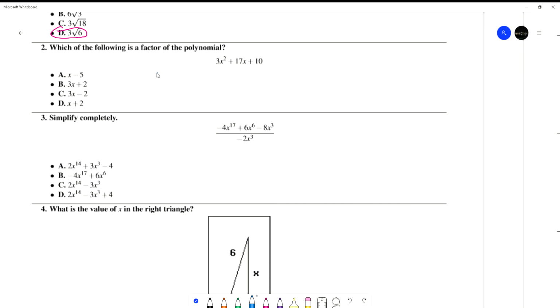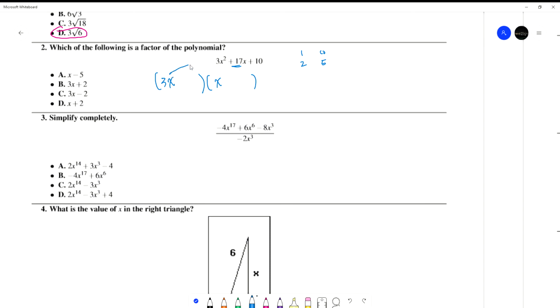So we can just do the trial and error method, which is 3x times x gives us the 3x squared. And then we have 10. For 10, we have either 1 times 10 or 2 times 5. And then the order also matters too. But we need to get a sum of 17.